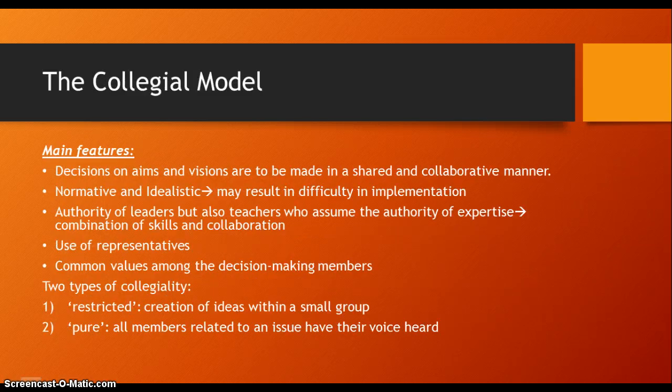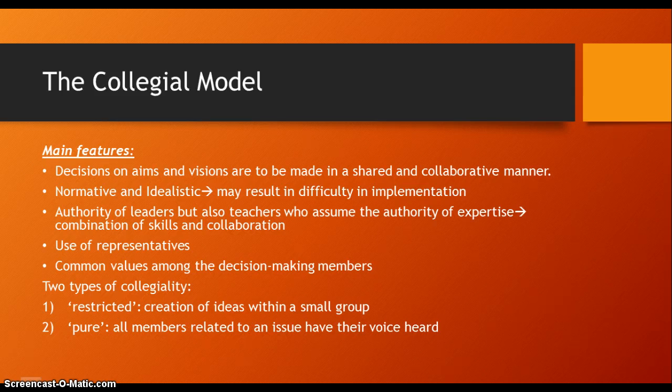The second model is the collegial model. Within this model, decisions on aims and visions are to be made in a shared and collaborative manner. It is normative and idealistic and may result in difficulty in implementation. Authority rests with leaders, but also with teachers who assume the authority of expertise, using a combination of skills and collaboration. Within this model, there is a use of representatives.